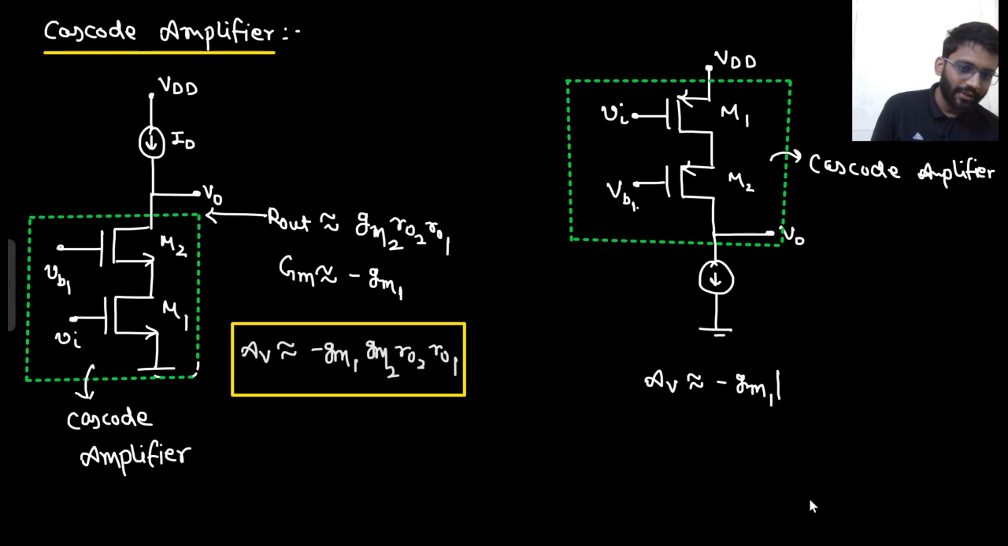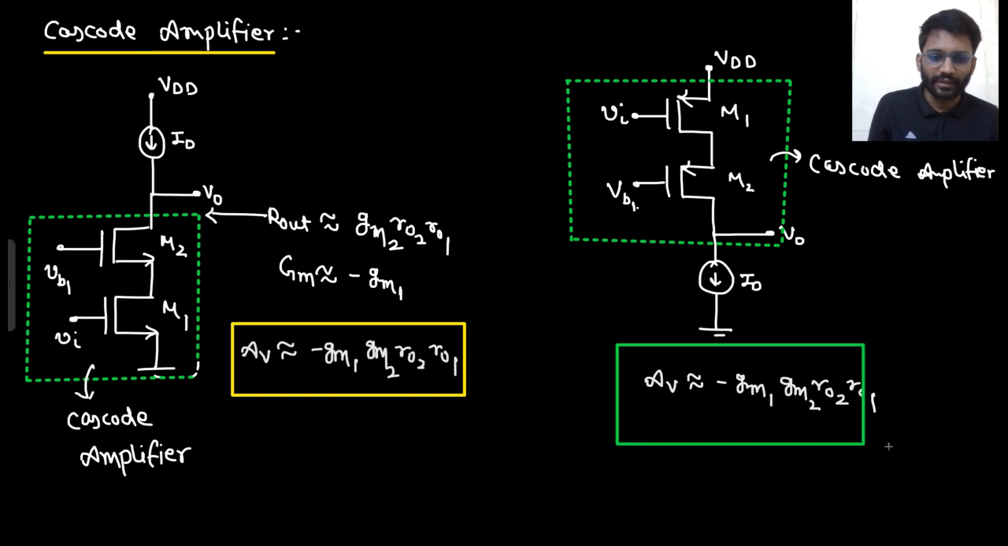What will be R out? From here to ground, this is the DC current source, so it will be infinity impedance. And now from here to ground, what is the impedance you see? This will be shorted, so this will become R01. So GM2, R02, R01. That's the gain we are getting.